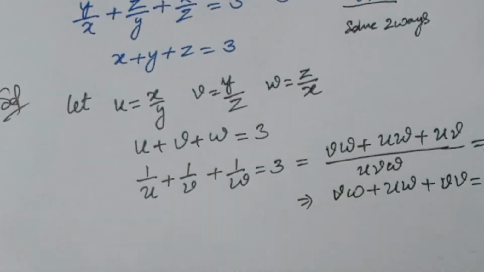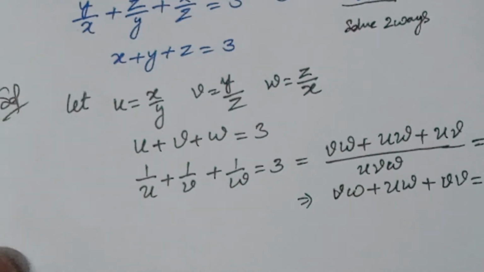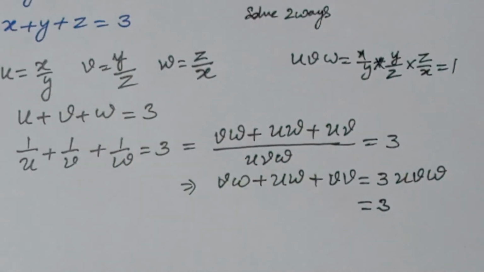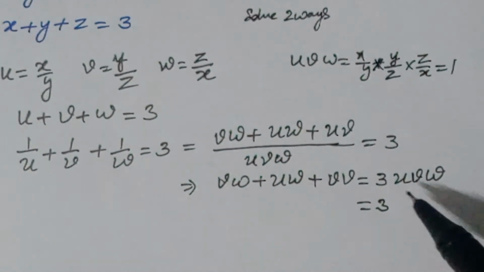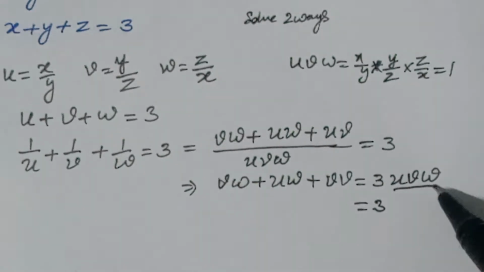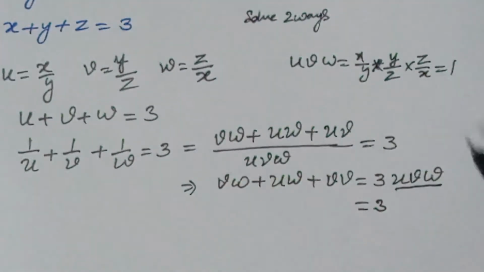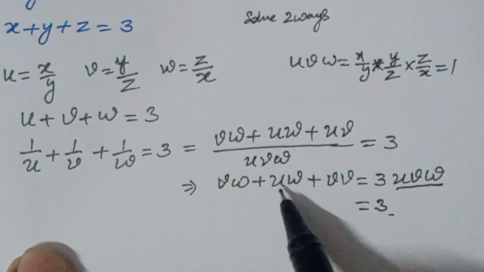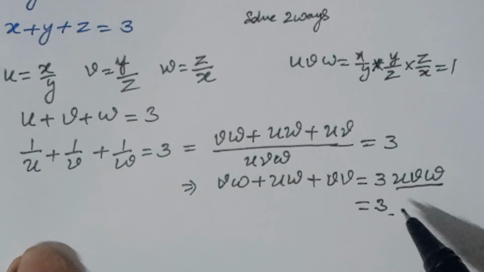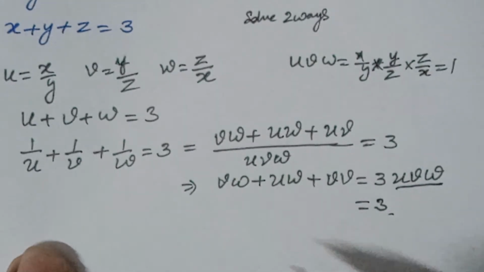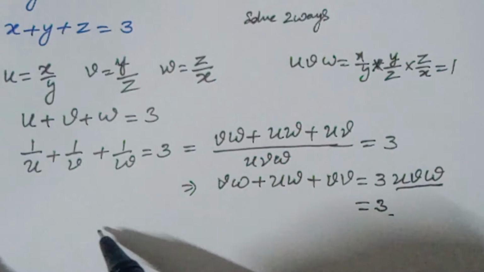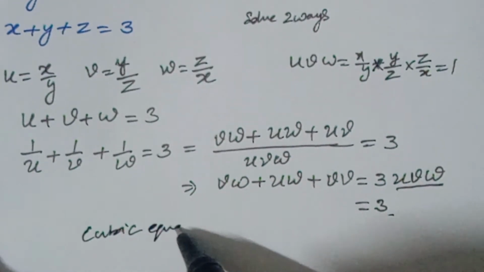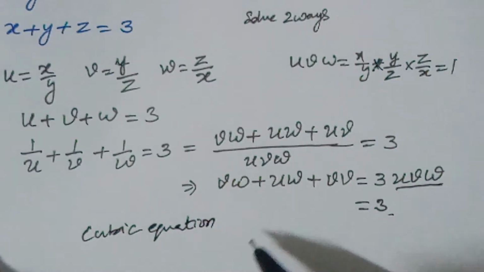Now the product UVW, if you multiply, we will get 1 here. So UV + VW + UW is equal to 3 here. So here we can get a cubic equation, a cubic equation with all three values u, v, w as roots.